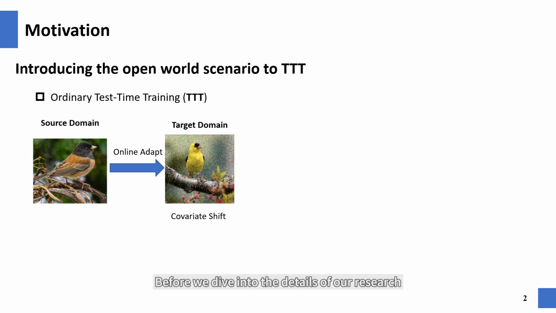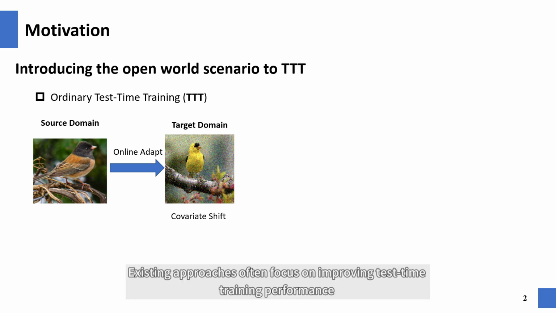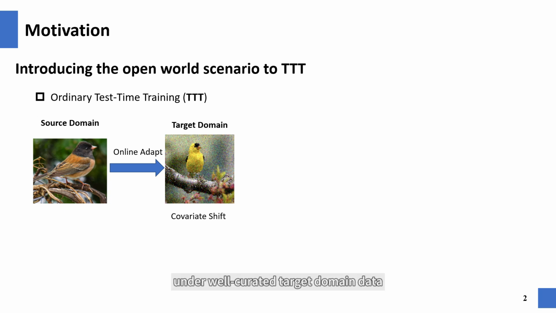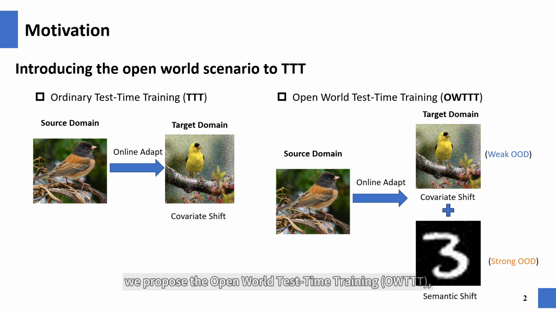Before we dive into the details of our research, let's talk about the motivation behind it. Test time training adapts a pre-trained model to an OOD target domain during the online inference phase. Existing approaches often focus on improving test time training performance under well-curated target domain data, with only covariate shift. In this work, we propose open world test time training, OWTTT, considering both covariate shift as weak OOD and semantic shift as strong OOD in the target domain.